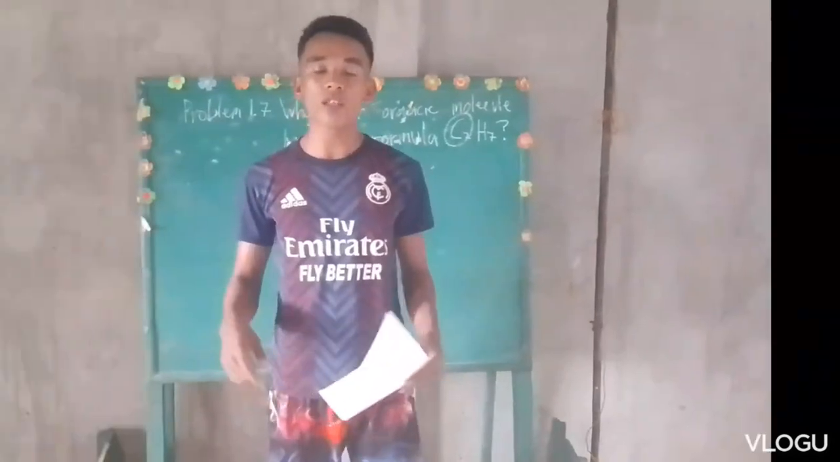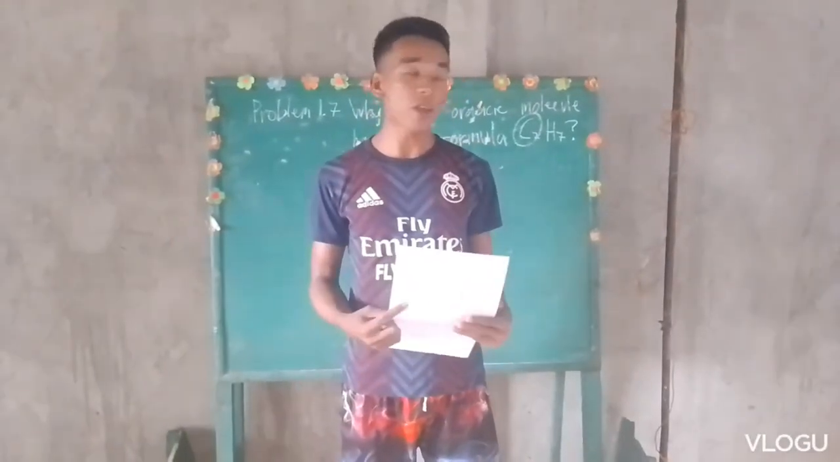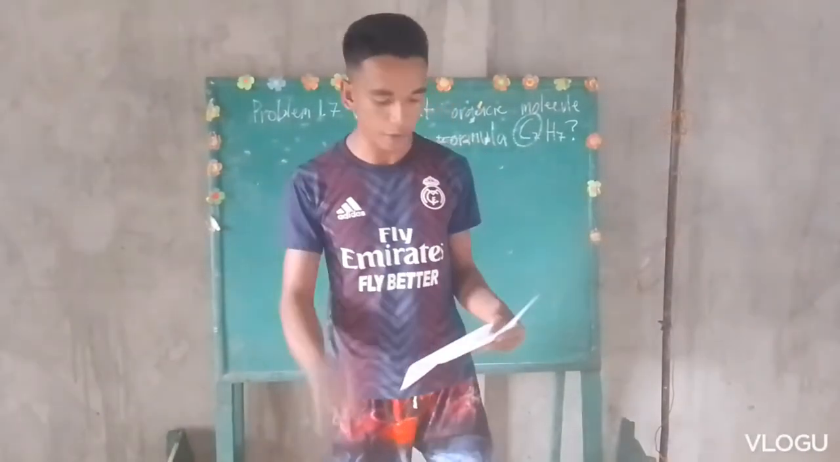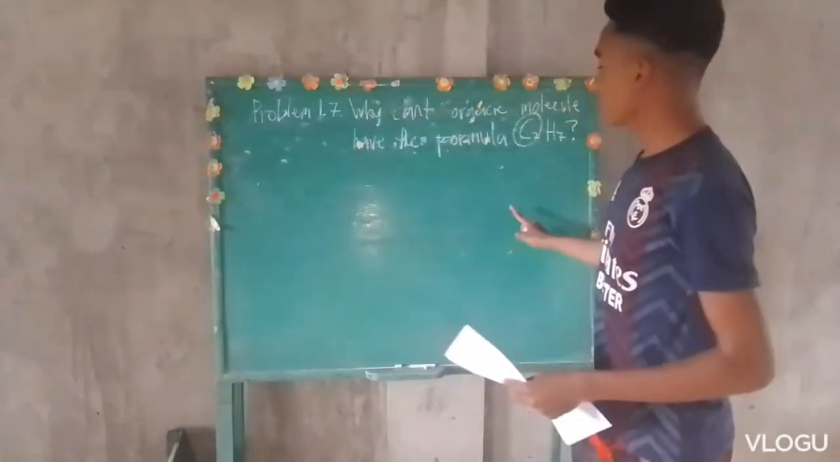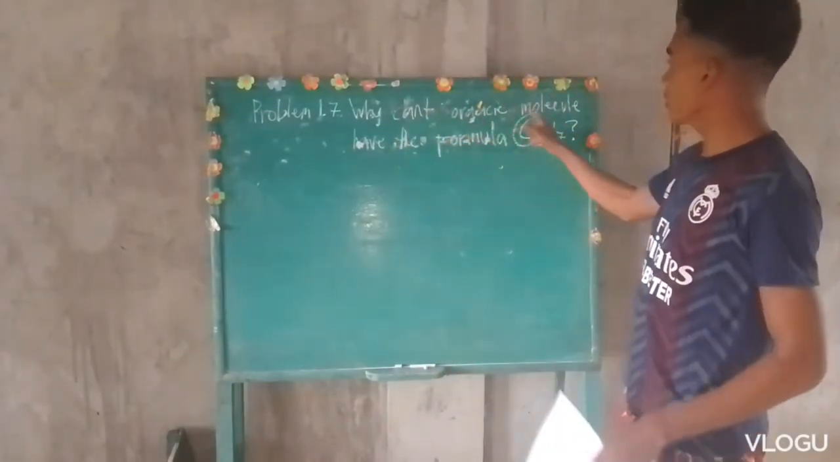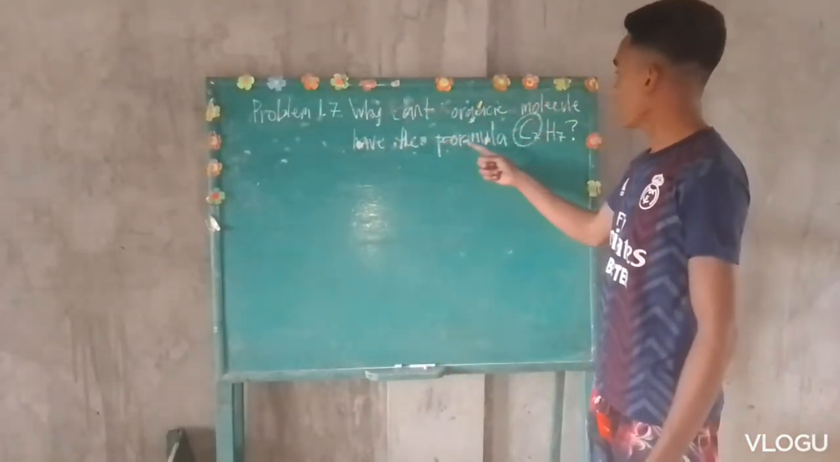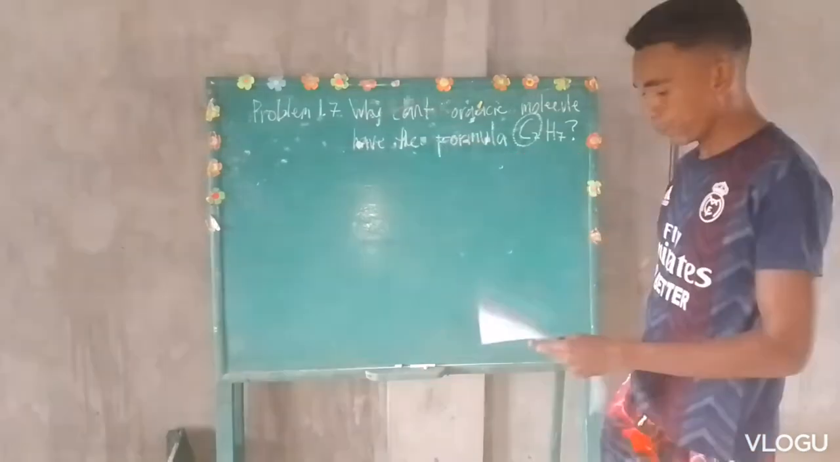Hi guys, we are here today to solve some problems in organic chemistry. Our first problem is why can't organic molecules have the formula C2H7?